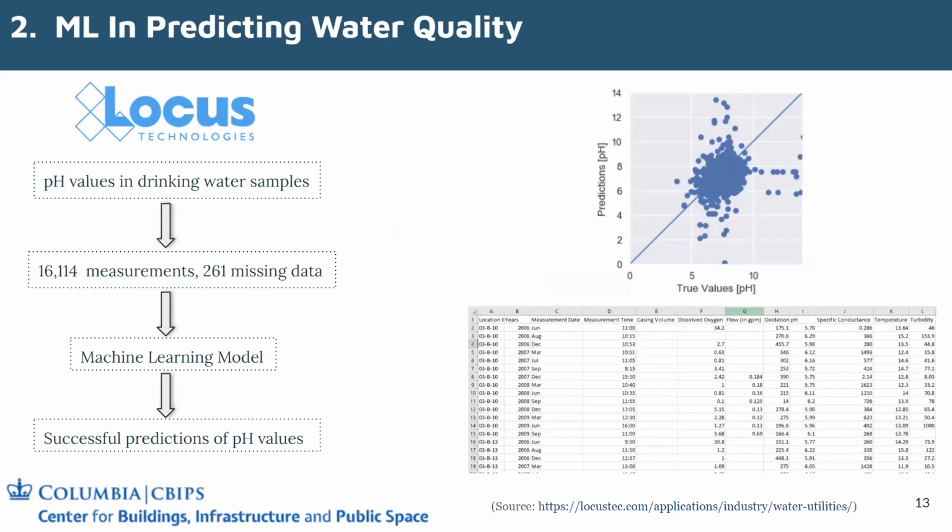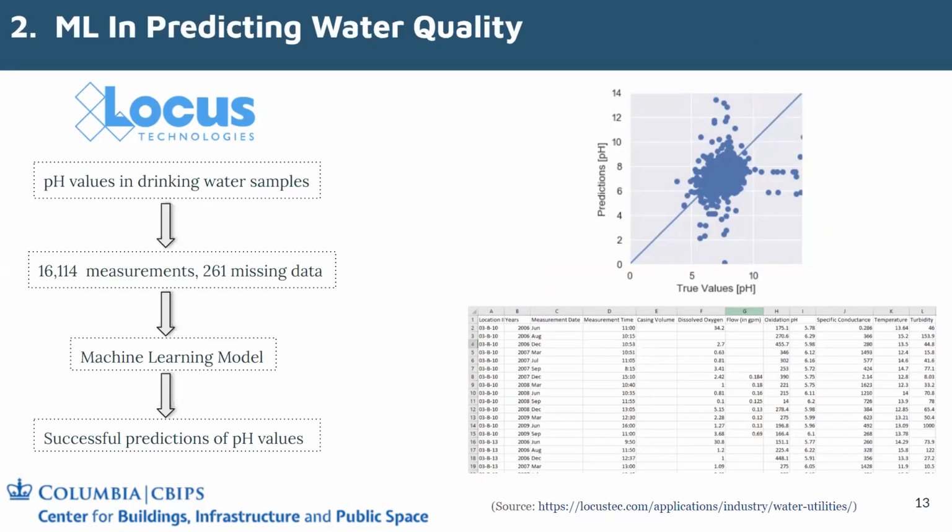Locus is a technology company which focuses on environmental information management. In this case, the company is trying to predict the pH value in the drinking water sample. First, they need to prepare the input data. We can see from the table below, there are 261 blank cells in the Excel. So they clean these blank cells first, and then they make the data set usable.